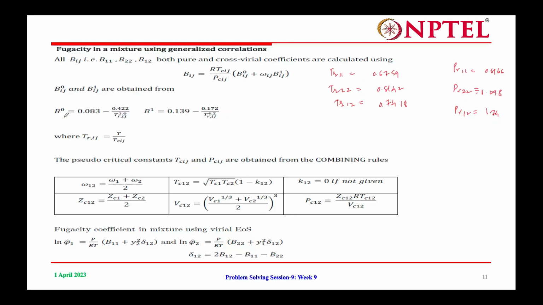So B naught and B1 here, relation given. Now calculate using this value. B naught 11, B naught 22, B naught 12. Similarly, B1 11, B1 22, and sorry, B1 12.